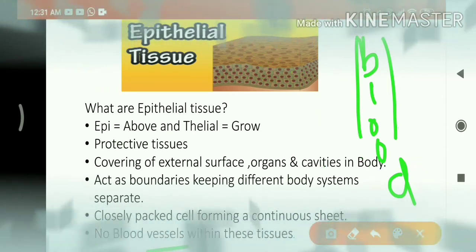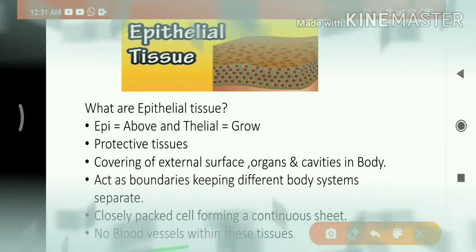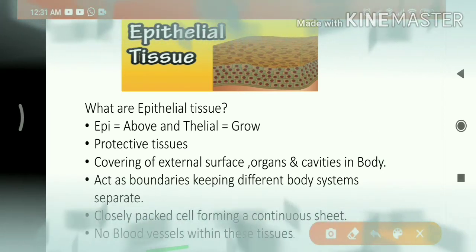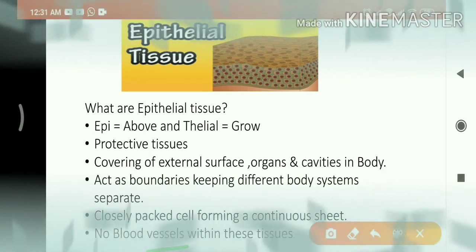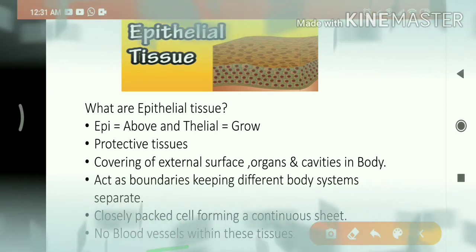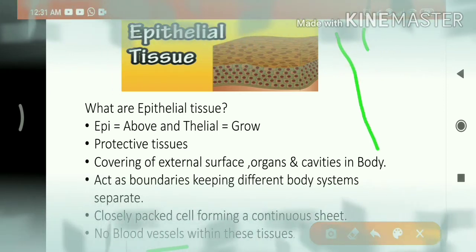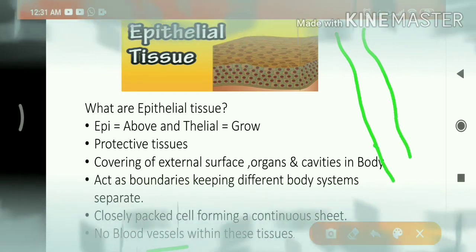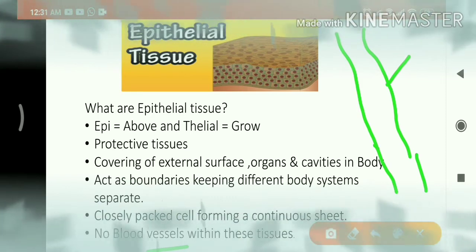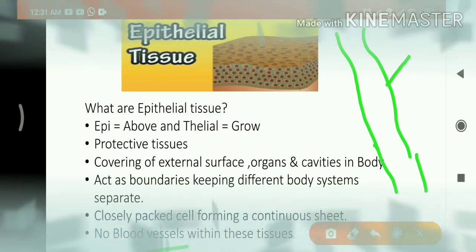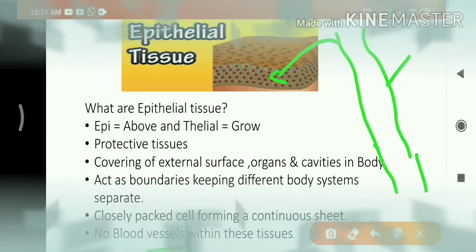So blood is present in vessels. Inside the blood, what is present? Many minerals are present, right? So the question is, why do these epithelial tissues not have blood vessels? Is it that there is no requirement of these nutrients? That is the question.